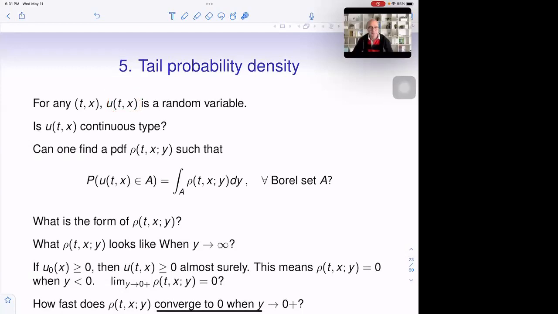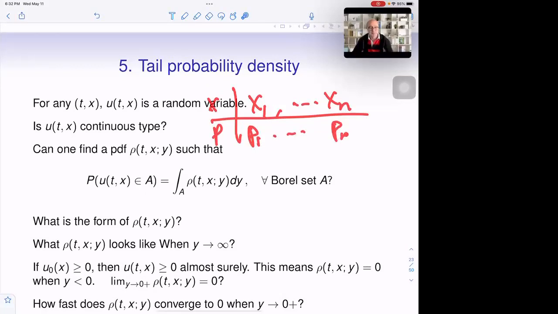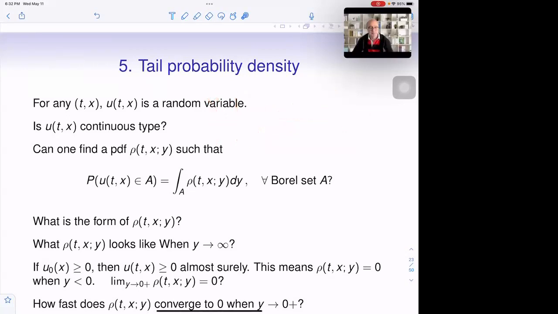In the elementary probability theory of first year students, we have two kinds of random variable. One is discrete, another one is continuous type. Discrete type means the possible values of this random variable are given by this, and the probability that it takes this value is equal to this. This is positive, and the sum of them equals 1. So this is a discrete random variable, a finite value random variable. You can also have countable values.